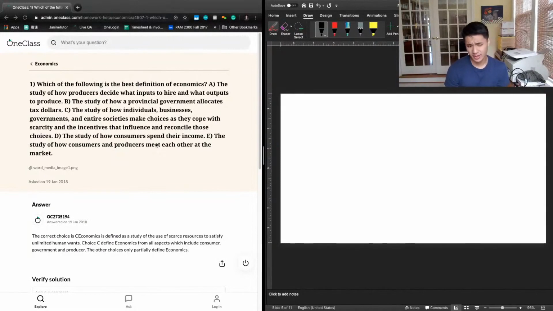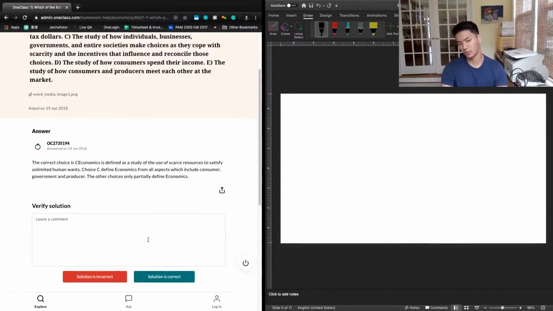So let's take a look at the previous tier's answer. They said the correct answer choice is C. And C defines economics from all aspects, which includes consumer, government, producer. The other choices only partially define economics. True. And so we can mark that as correct.